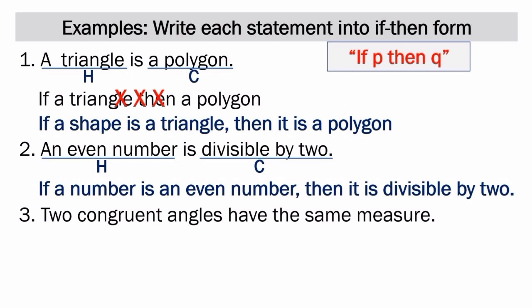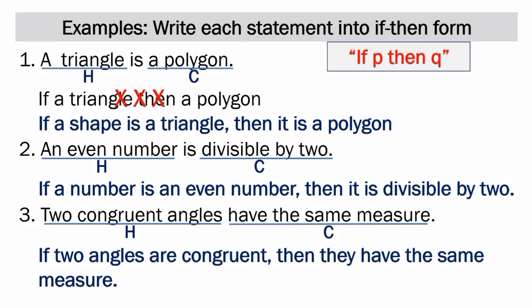The hypothesis is two congruent angles, and the conclusion is have the same measure. Therefore, the if and then form is, if two angles are congruent, so napansin ninyo, binaligtad yung two congruent angles, naging two angles are congruent. So, i-form mo siya na magandang pakinggan. Okay? So, if two angles are congruent, then they have the same measure.